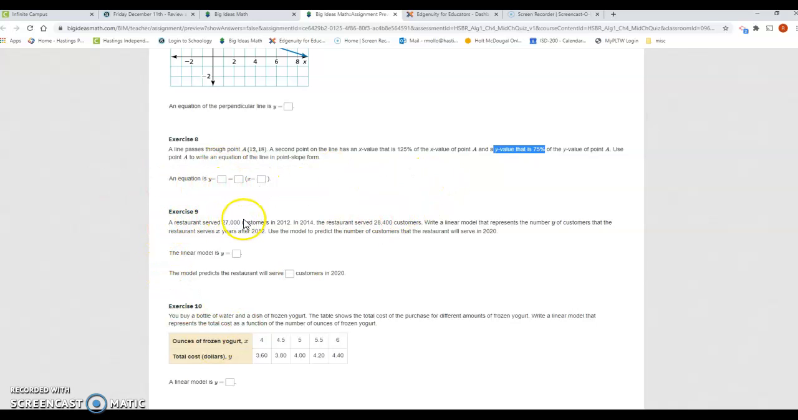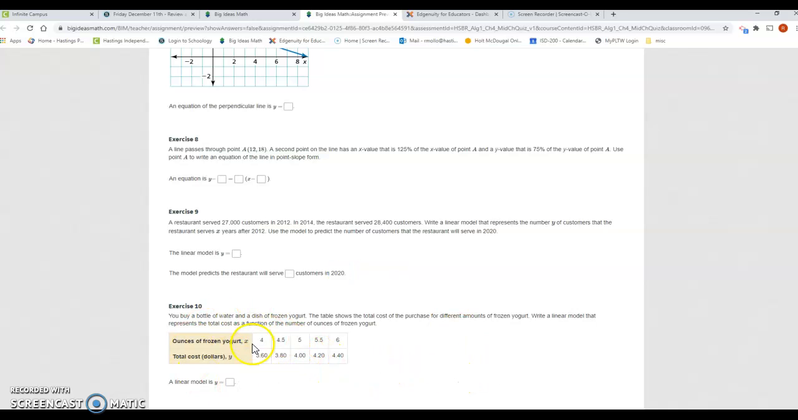Here, a restaurant served 27,000 customers in 2012. So that is the starting amount. It started in 2012, and that's when it served 27,000. In 2014, it served 28,400. So you can kind of figure out what the slope is there, and then you need to predict how much it's going to serve in 2020.